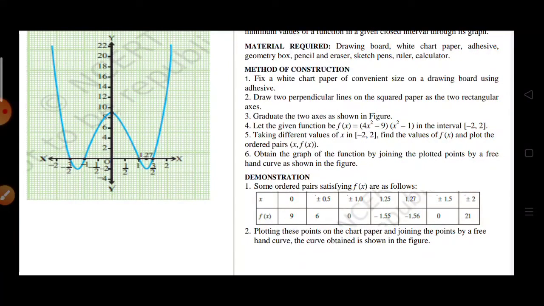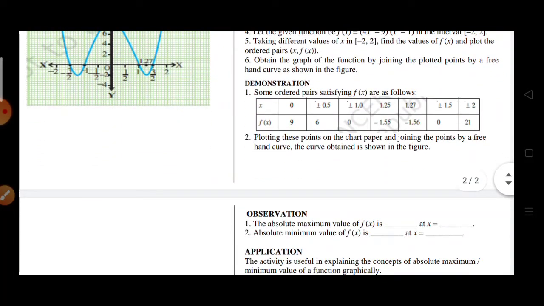In the demonstration part, the first point is we have to make the table of the ordered pairs. Here we have taken the values of x as 0, ±0.5, ±1, 1.25, 1.27, ±1.5, ±2 and calculate the corresponding values of f(x). Now plotting these points on the graph paper or chart paper and joining the points by a freehand graph, we have obtained the curve.